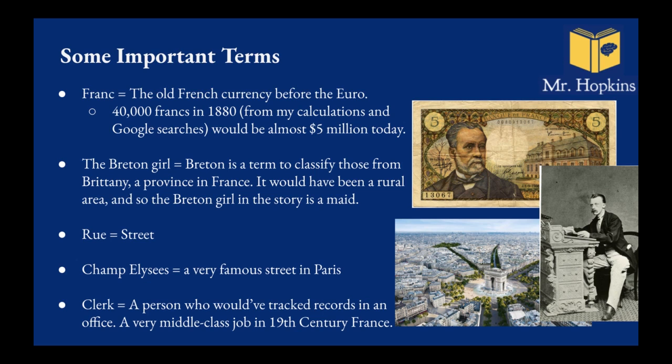The next is they refer to a Breton girl. Now, Breton is a term to classify people who come from Brittany. Brittany is a French province, but it's a rural province, often farmers. And so those from Brittany who moved to Paris would often work as maids and serving jobs. So in the story, when they refer to the little Breton girl, they're talking about her maid.